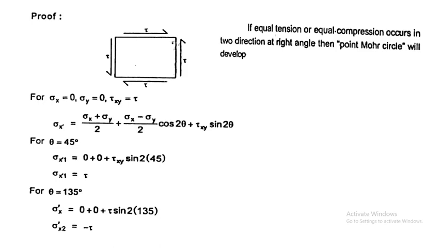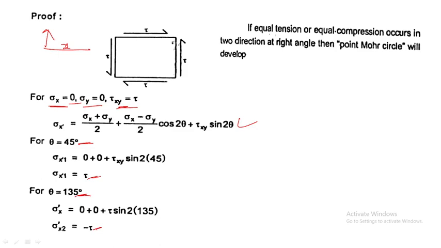So what is the proof? How can we prove that? If they have given the x direction and y direction, with normal stress at x is 0, normal stress at y is 0, and in xy we can take the shear stress. So we can use this: for 45 degree it is the shear stress, for 135 degree it is minus shear stress.